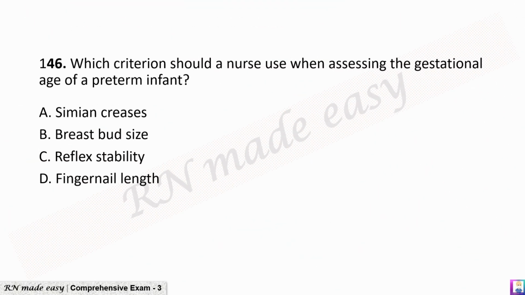Question 146. Which criterion should a nurse use when assessing the gestational age of a preterm infant? A. Simian creases. B. Breast bud size. C. Reflex stability. D. Fingernail length.